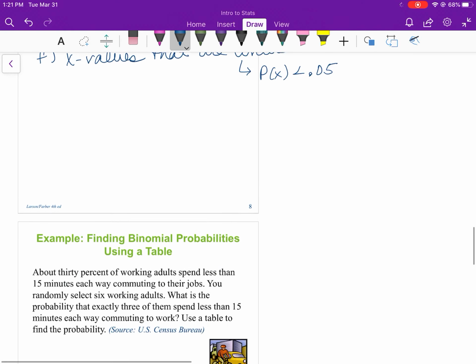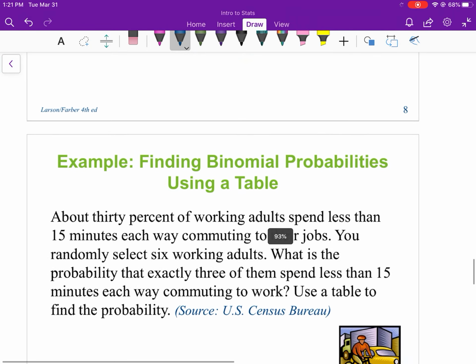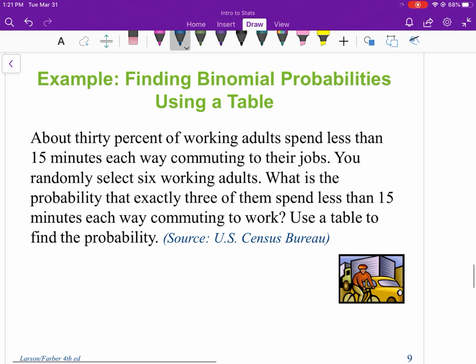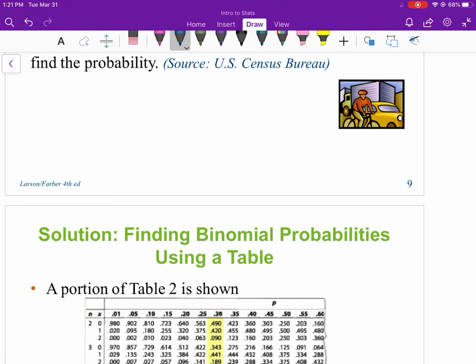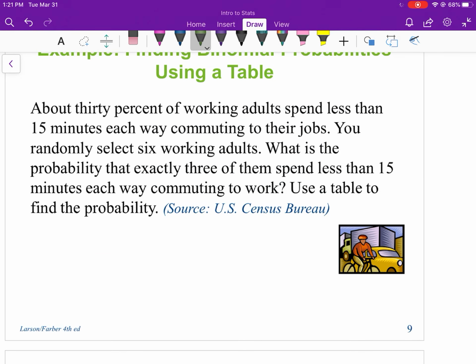Now, if you don't have your graphing calculator, you guys can find binomial probabilities with a table, and it's table 2 in the back of your textbook. And let me grab my textbook real quick here, and I'll give you a page number. Table 2 starts on page A8, and it goes to page A10.